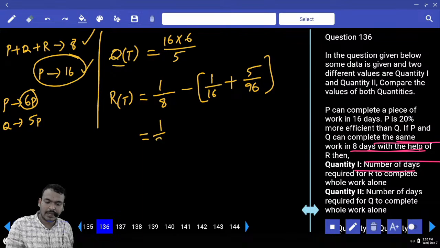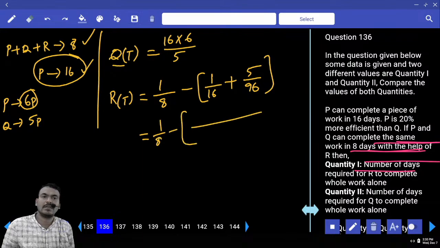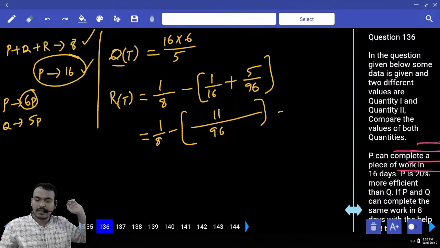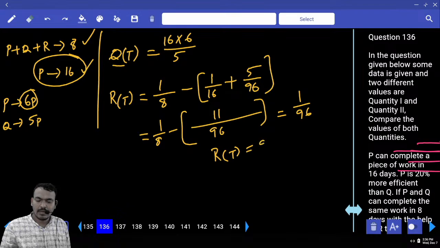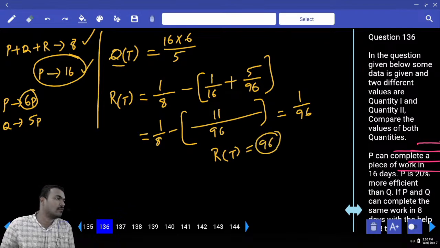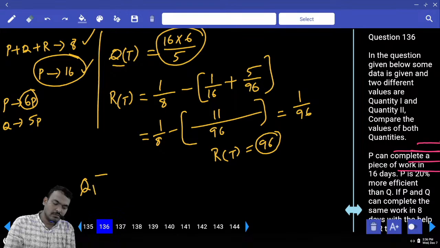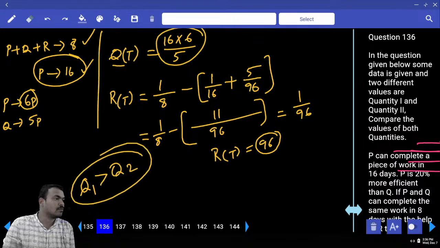Okay. First, 1 by 8 minus what? What is the LCM of 16 and 96? 96. 16 how many times? 6 times. 6 plus 5 is 11. 11 by 96. Again, the LCM of 8 and 96 is 96. 8 how many times? 12. 12 minus 11, then we get 1 by 96, or not? Then R alone can complete the whole work in how many days? 96 days, or not? Yes or no? What is the Q time? 96 by 5. What is the R time? 96. Obviously Quantity 1 is greater than Quantity 2, or not?